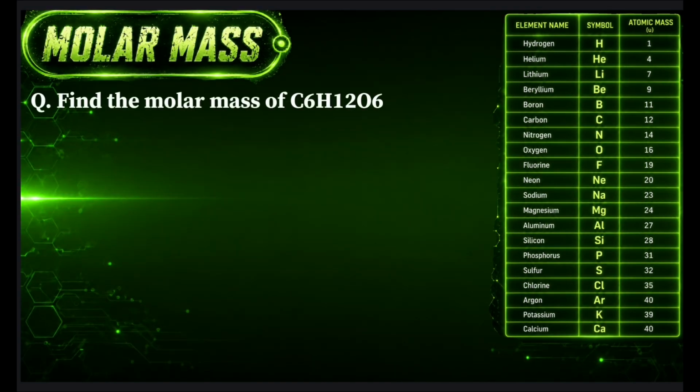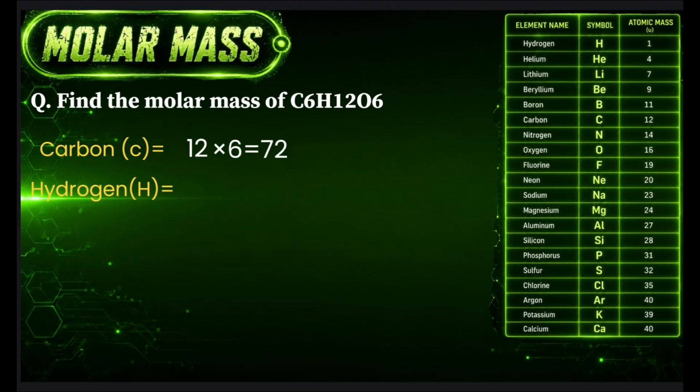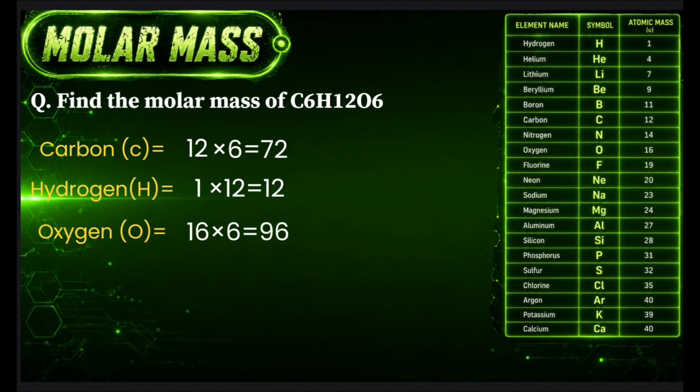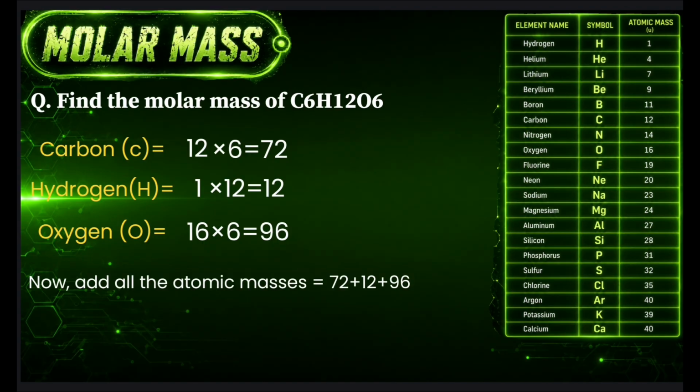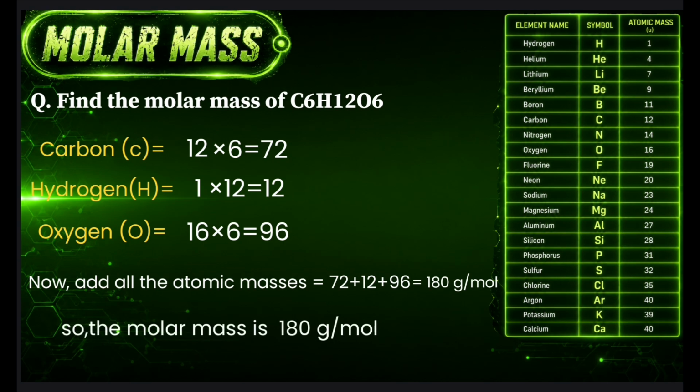Find the molar mass of C6H12O6. Carbon has an atomic mass of 12, and there are 6 carbon atoms. So, multiply. 12 times 6 equals 72. Hydrogen has an atomic mass of 1, and there are 12 hydrogen atoms. So, 1 times 12 equals 12. Oxygen has an atomic mass of 16, and there are 6 oxygen atoms. So, 16 times 6 equals 96. Now add all the atomic masses together. 72 plus 12 plus 96 equals 180. So, the molar mass is 180 grams per mole.